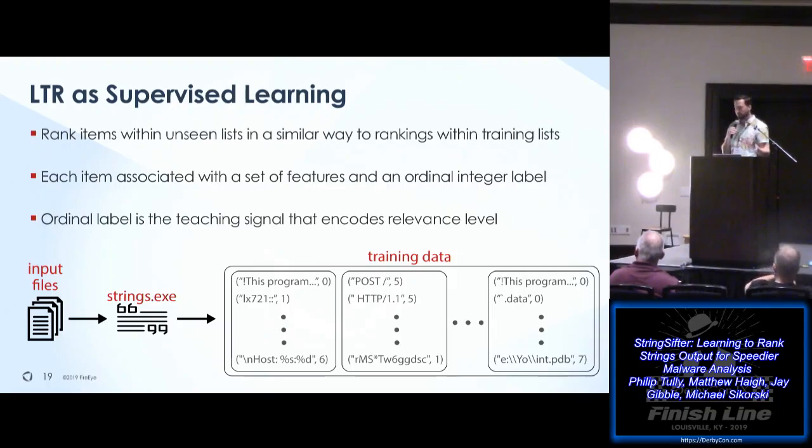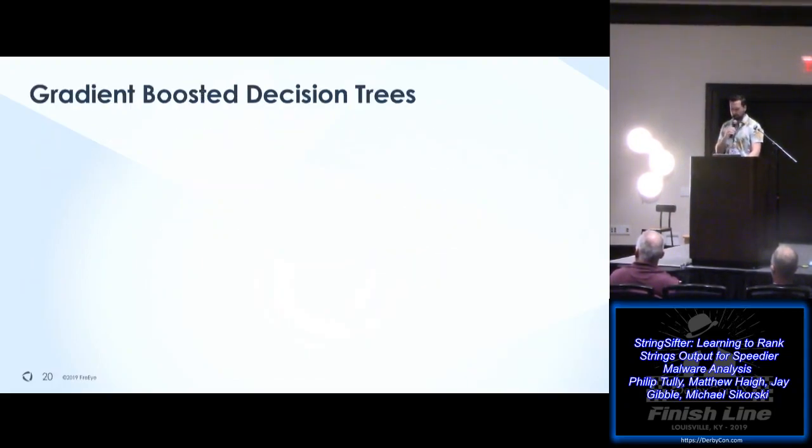And so again, this is kind of our objective now. We want to rank and create a permutation of these items within each individual strings output in order to push up the most relevant ones to the top and therefore make our analyst's life just a lot easier. How do we do this?